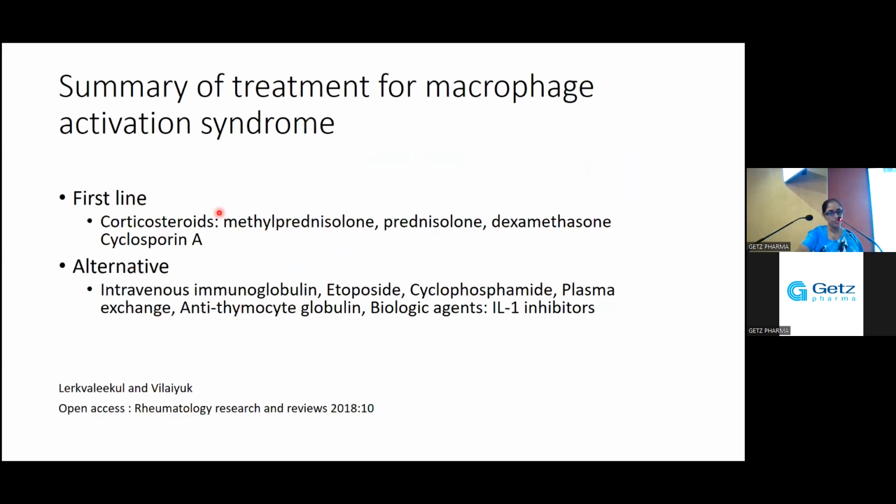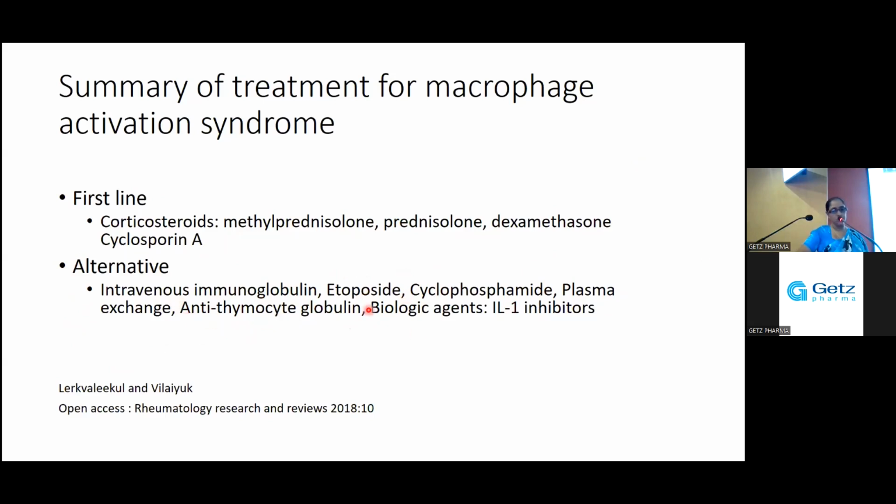The first line is corticosteroids, either methylprednisolone, prednisolone or dexamethasone, and cyclosporine. The first line is any type of steroid and cyclosporine A. That is how I work. I start both at the same time, and then if the child is not responding, we can add on etoposide, or I would try to combine it with plasma exchange depending on the scenario. I'll come to plasma exchange later. So all these things: IVIG, etoposide, cyclophosphamide, plasma exchange.